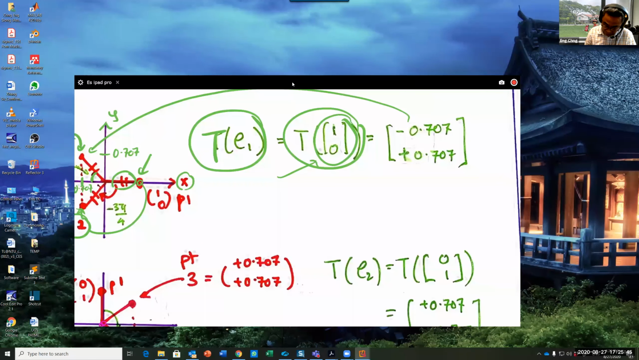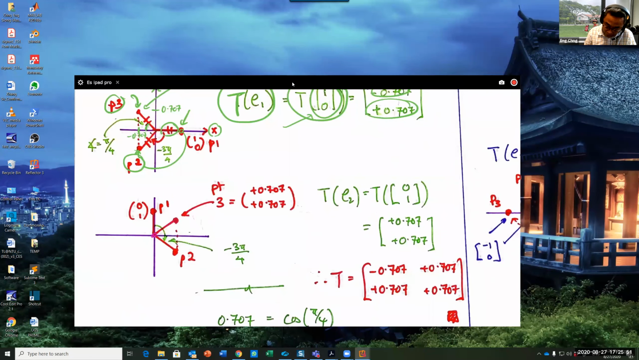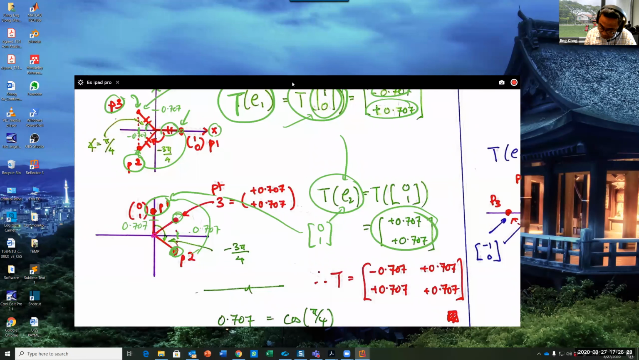And what about E2? Okay, so we try transformation on E2. Where is E2 again? E2 is x is 0, y is 1. So I'm at point 1 here. I first rotate 135 degrees clockwise, I reach point 2. I reflect against the x-axis, I get point 3. I read off, this is 0.707, this is 0.707. So this is the answer. The transformation of E2 is equal to positive 0.707 for the first element and 0.707 for the second element. I put it all together.